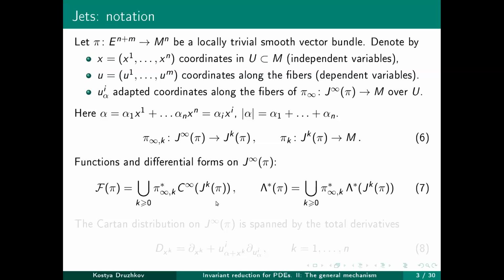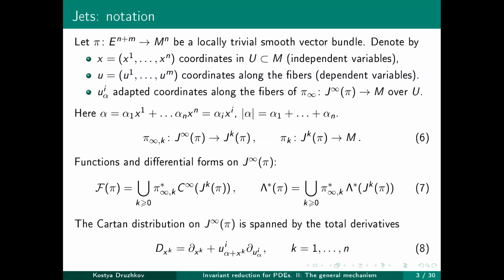We do not turn this algebra into a sheaf. In principle, this algebra generates a sheaf, but the algebra of its global sections is not isomorphic to the original one. So we deal with the filtered algebra here instead. And we also define differential forms in a similar way. So all differential forms are also coming from finite order jets.